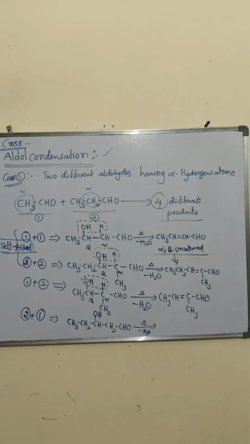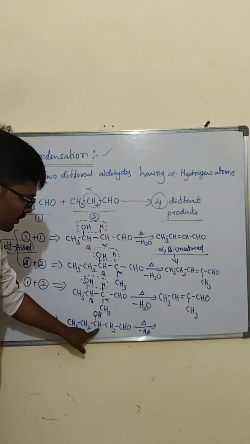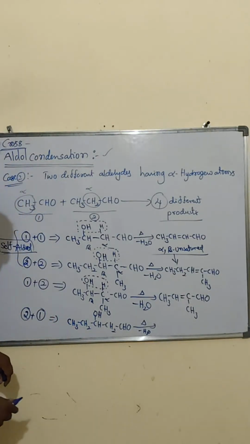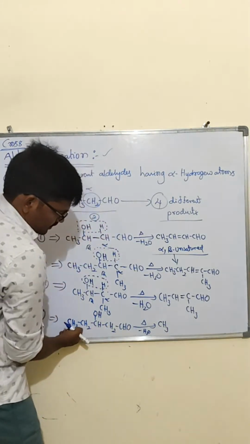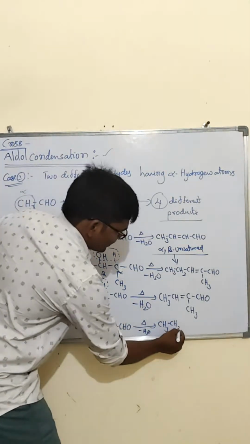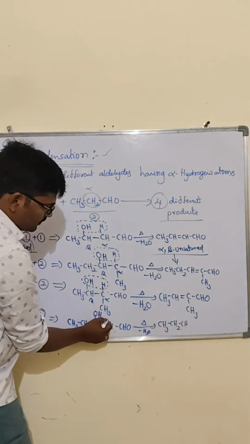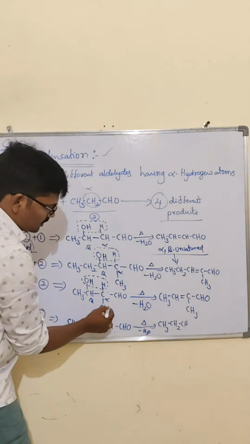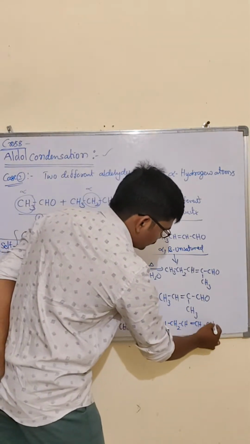So look at the alpha and beta position of OH. Then CH3, CH2, CH3, CH2, then CH. So OH and H are both lost from here. Then an alpha beta unsaturated aldehyde will be formed, then CHO. So these are the products.